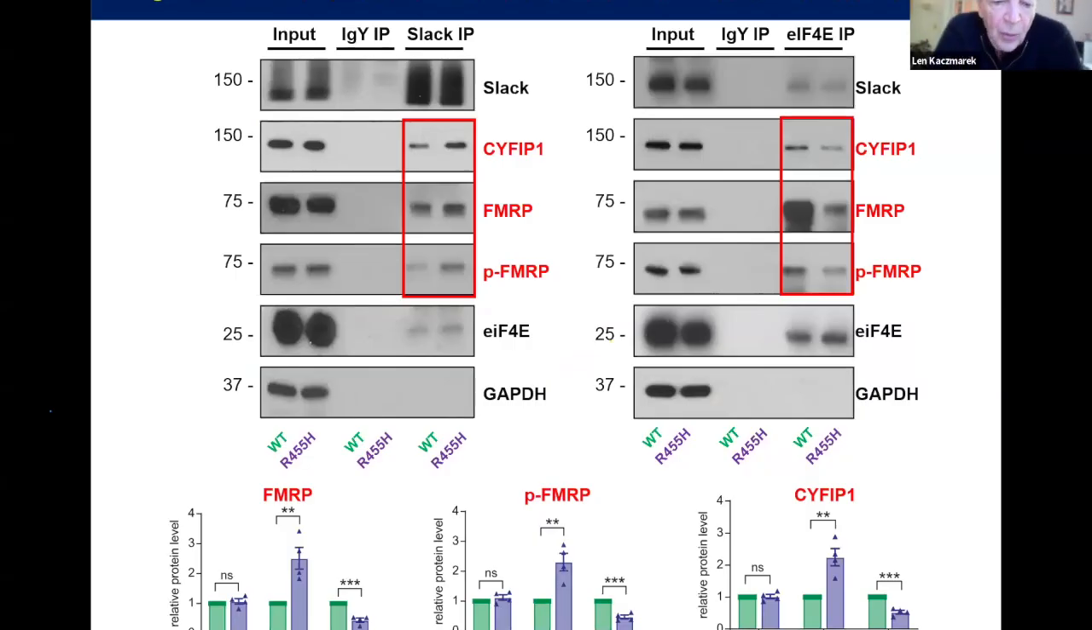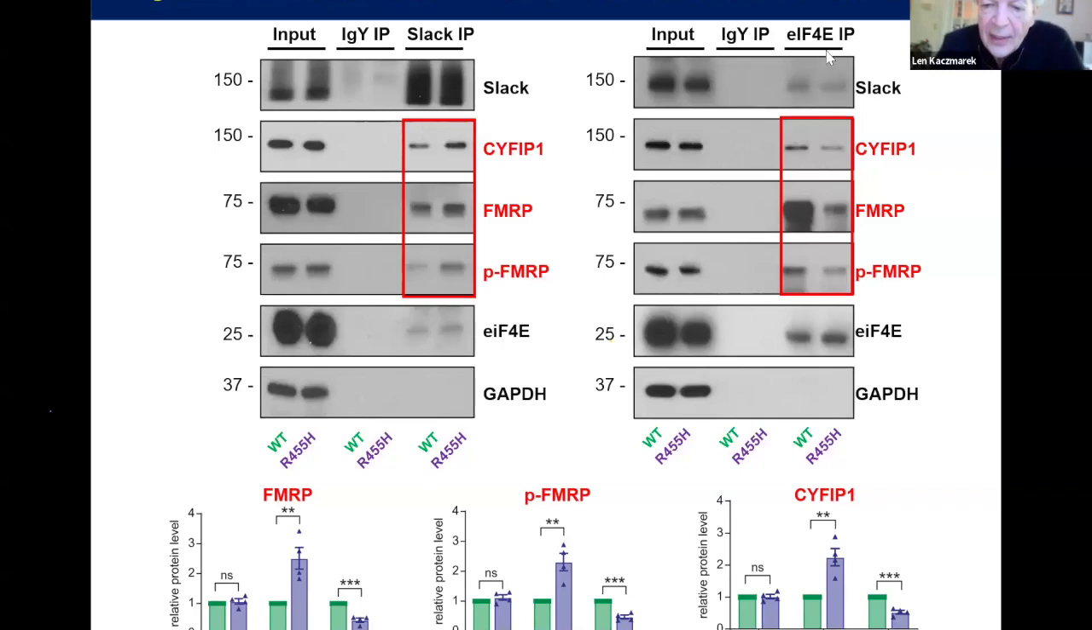So let's look at what the mutation does, first, to the binding of CYFIP and FMRP to the initiation complex and to the Slack channel. What we really need to look at here is this little red box on the left and on the right. On the right lane is the mutant. You see there's way more CYFIP1, way more FMRP, and much more phosphorylated FMRP bound to the mutant channel than there is to the wild type.